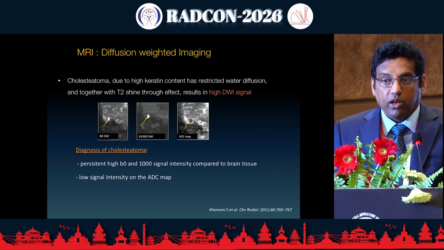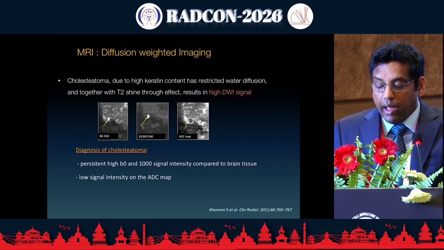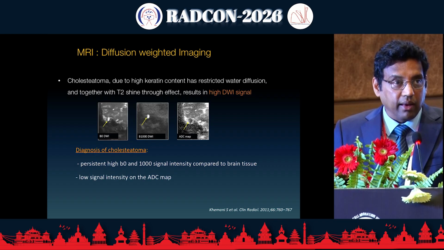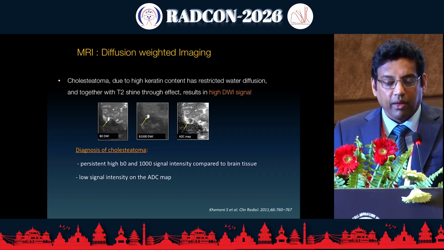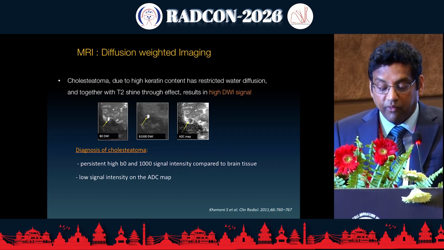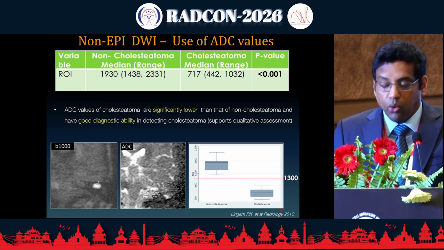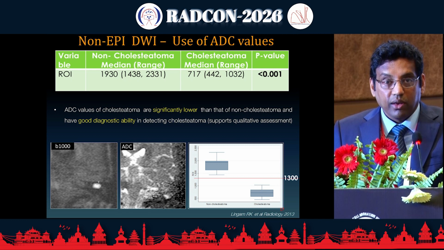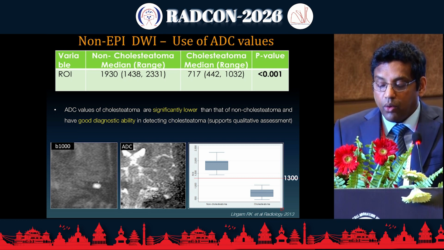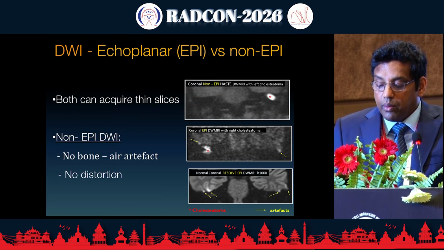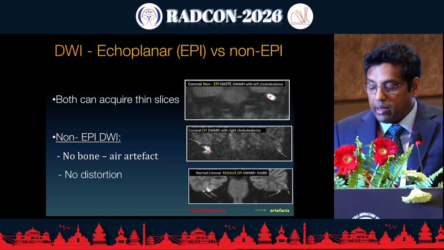Yeah, very important. And you can do ADC values. ADC values have been shown to support the radiological qualitative observation we made earlier, that cholesteatomas have lower ADC values than non-cholesteatoma. And usually ADC values below 1,300 or 1,000 are quite diagnostic of cholesteatoma. So make sure you use the non-echoplanar type of imaging.